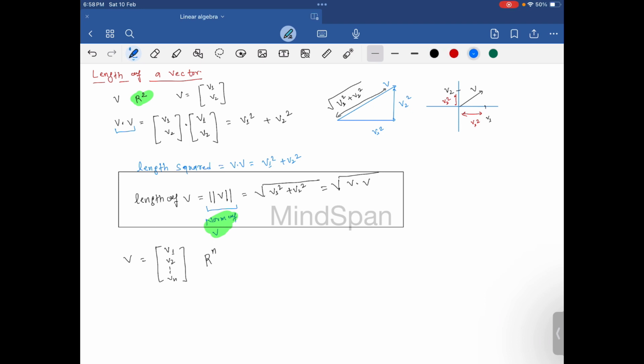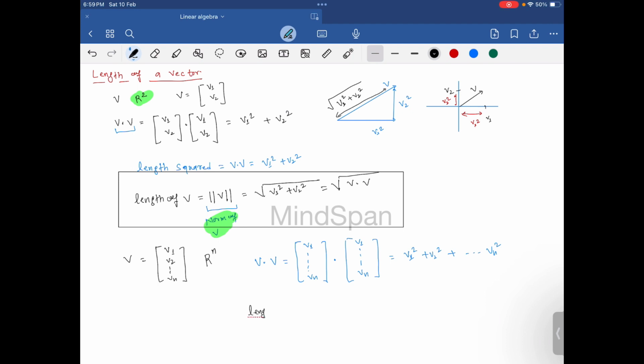So it is simple again. We can do it analogous to what we have done in the two-dimensional space. So we can take the dot product, and this will give you the length squared. So that will be v dotted with v itself, so we will get v1 square plus v2 square plus dot dot dot vn square. And this is nothing but the length square. But we have to find the length of this v.